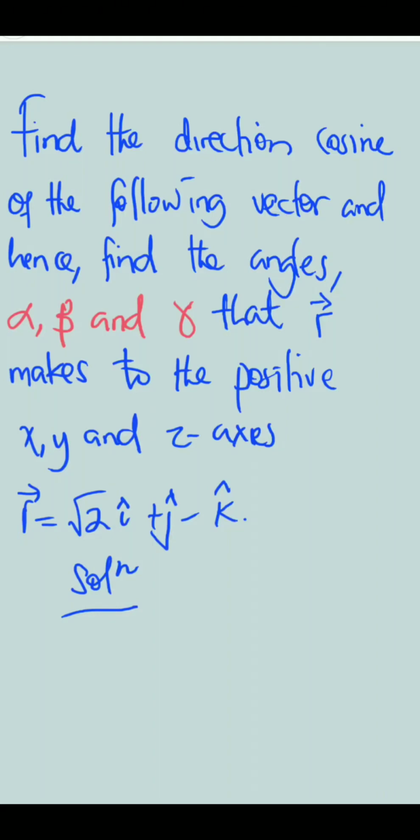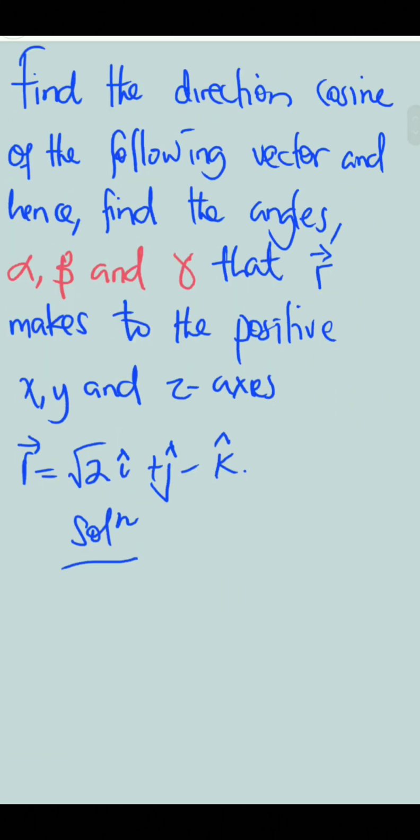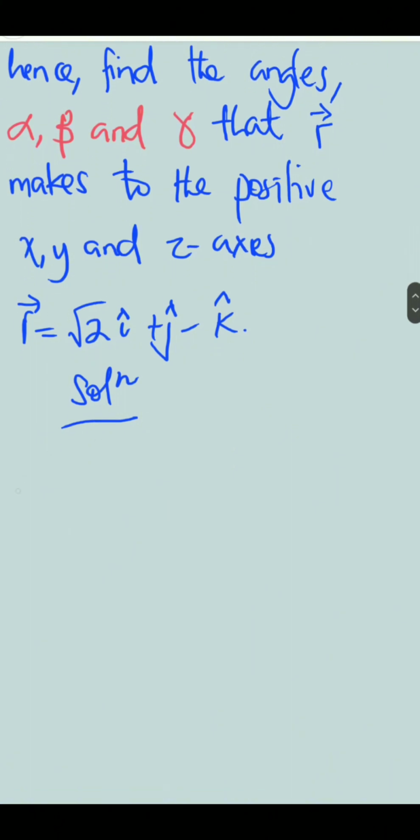So with me I have a question which says: find the direction cosines of the following vector and hence find the angles alpha, beta and gamma that the vector r makes to the positive x, y and z axes. We have that our vector r is equal to the square root of 2 i plus j minus k. So we write it the way it is.